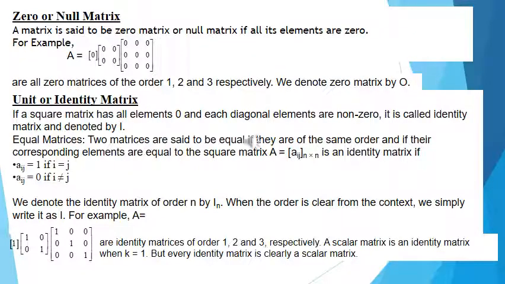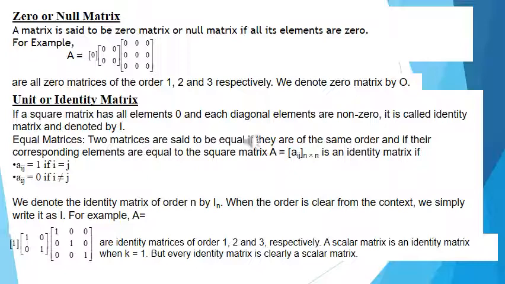Zero or null matrix. A matrix is said to be a zero matrix or null matrix if all its elements are 0. For example, a single [0] is a zero matrix of order 1. [0, 0; 0, 0] is of order 2, and [0, 0, 0; 0, 0, 0; 0, 0, 0] is of order 3. Generally, a square matrix is what we represent as a zero or null matrix.